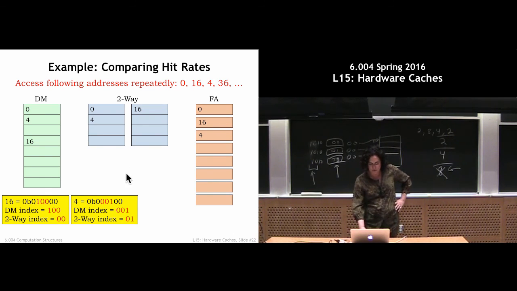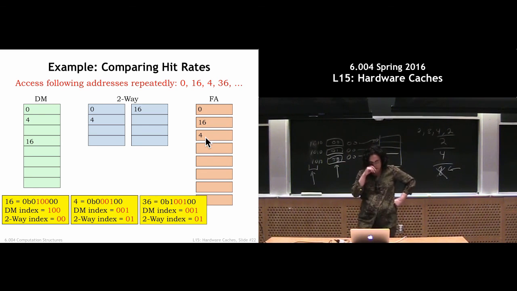Okay, address 4 has an index of 1 for both my direct mapped and my two-way set associative, and in my fully associative, no problem. And finally, address 36. Well, what happens for address 36? Address 36 has an index of 1 for both the direct mapped and the two-way set associative. So what does this mean?